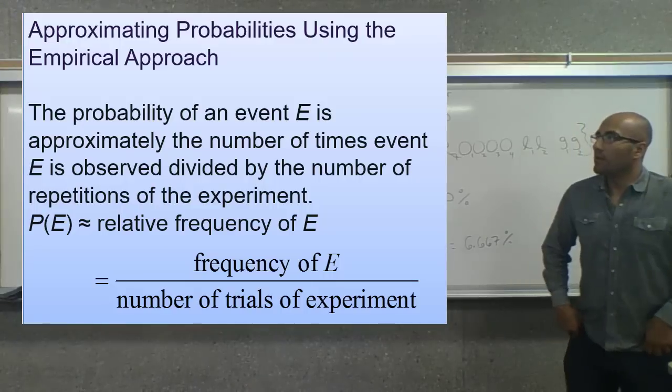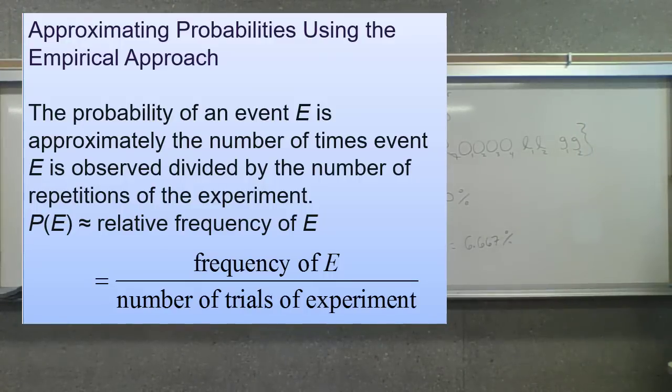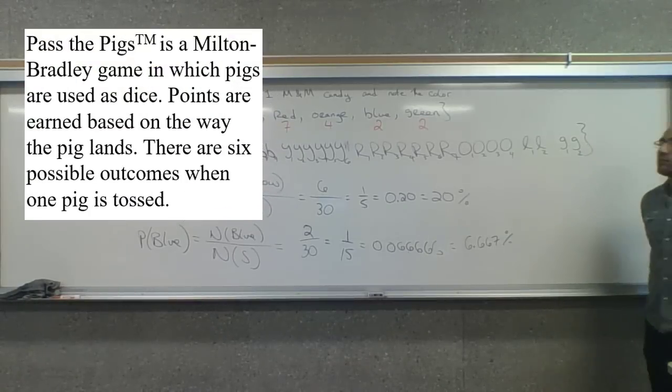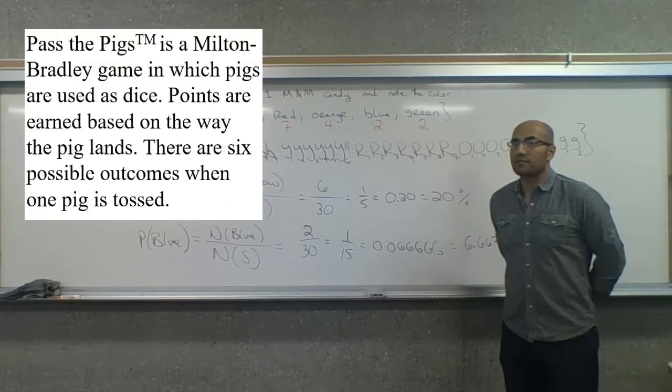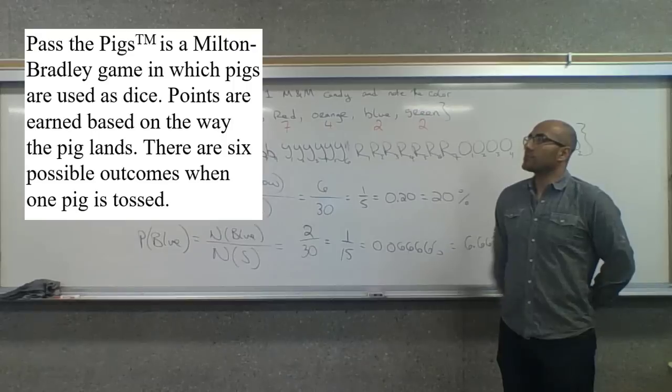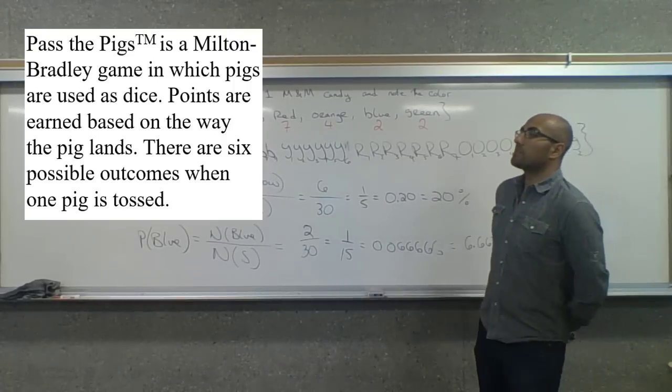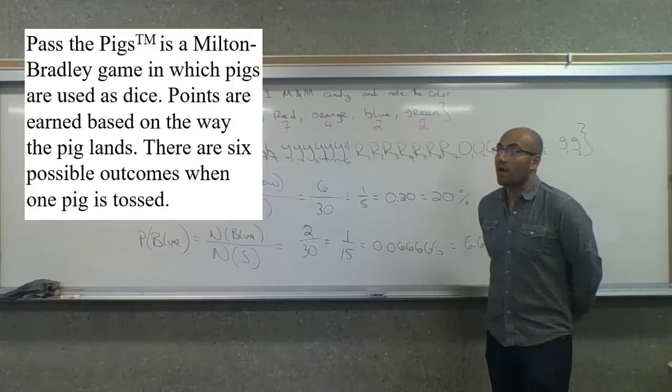Here's an example. Pass the Pigs. Who's heard of Pass the Pigs? No? So Pass the Pigs is a Milton Bradley game in which pigs are used as dice. These little pigs are used as dice. Points are earned based on the way the pigs land when you roll them. There are 6 possible outcomes when one pig is tossed.